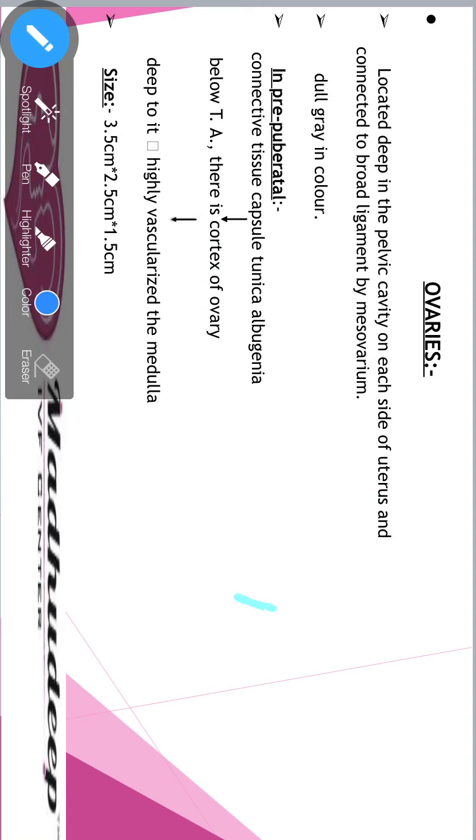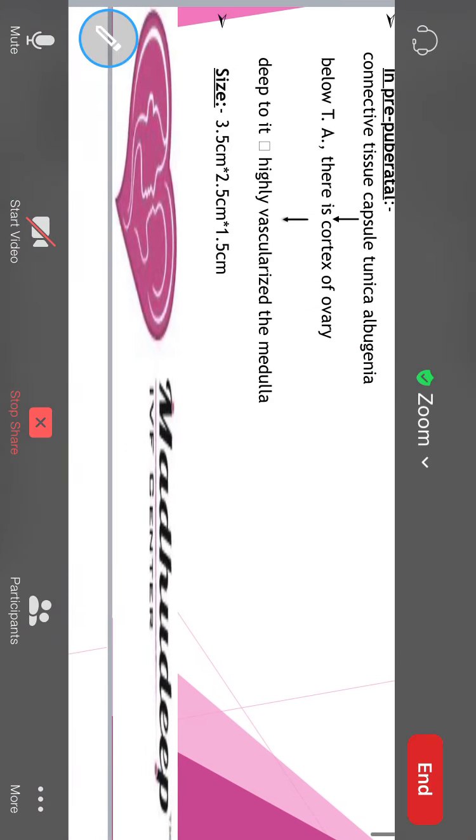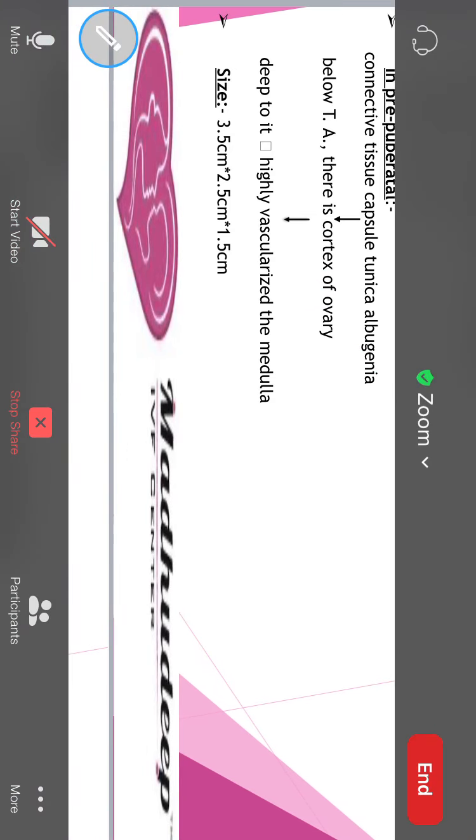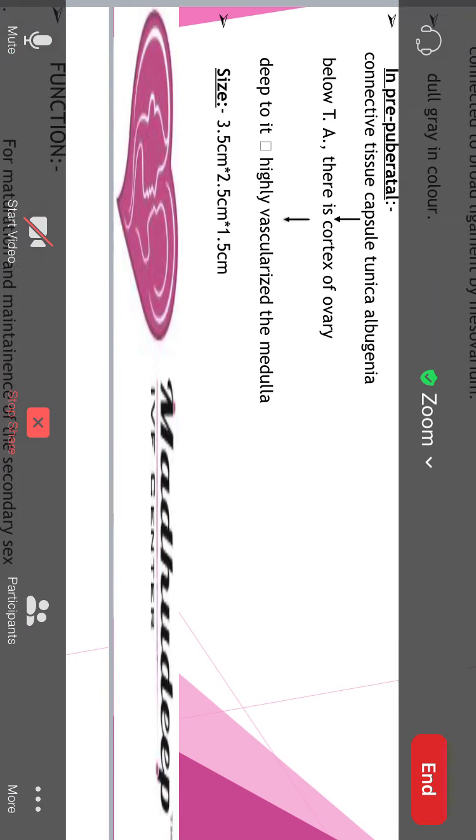The normal size of the ovary is 3.5 centimeter by 2 centimeter by 1.5 centimeter. In general, if you want to remember it quickly, simply remember 3 to 1. So it's easy to remember the ovary size as 3 to 1. The ideal size of the ovary is 3.5 by 2.5 by 1.5 centimeter.